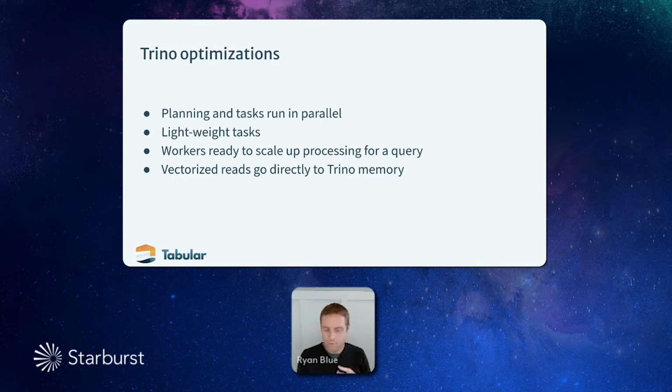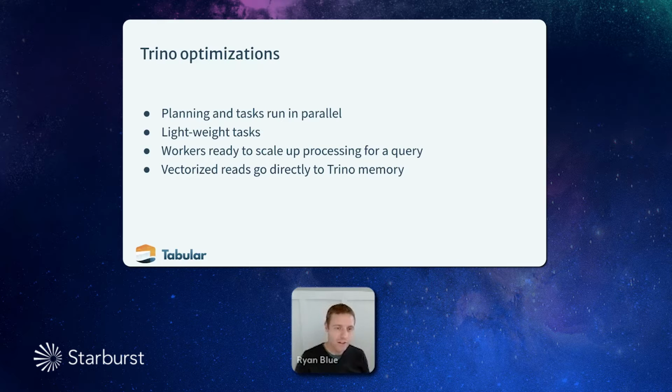Workers are already connected, ready to scale up for processing a query. The tasks are lightweight, so the basically task dispatch goes incredibly quickly. And that, I think, was one of the main differences between Spark and Trino in our use case. There are other things that just make Trino really super fast for queries. I'm not the expert here, but I do want to highlight at least two.